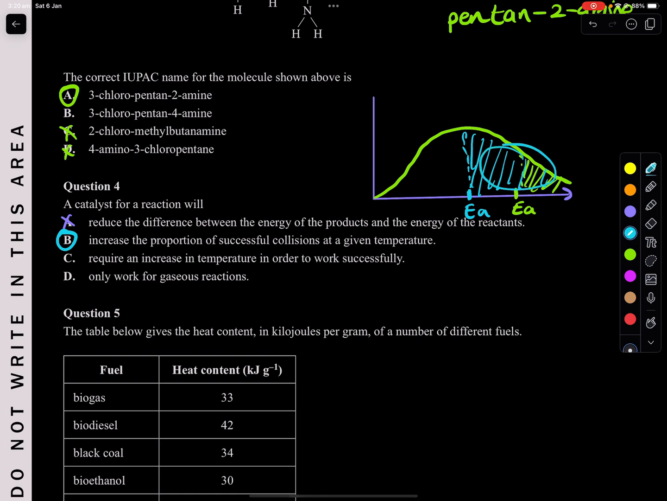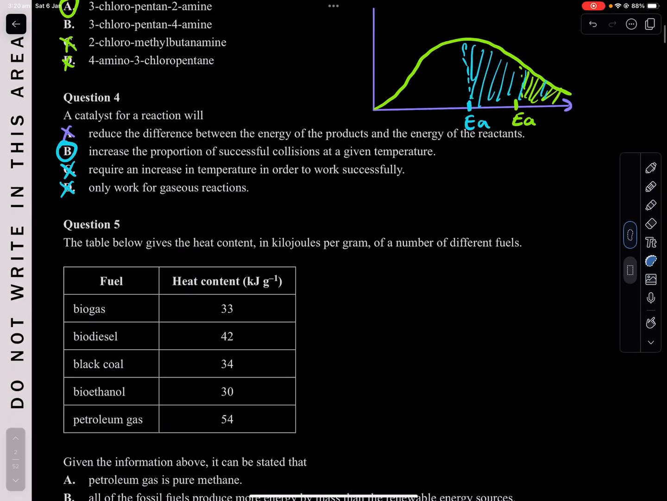Because you remember the area here. We've just pretty much increased the success. There are more molecules that are successful in collisions. What about C? Requires an increase in temperature in order to work. No, you don't. That's rubbish. Only works for gaseous reactions, can work for others. So that's not right. Beautiful.